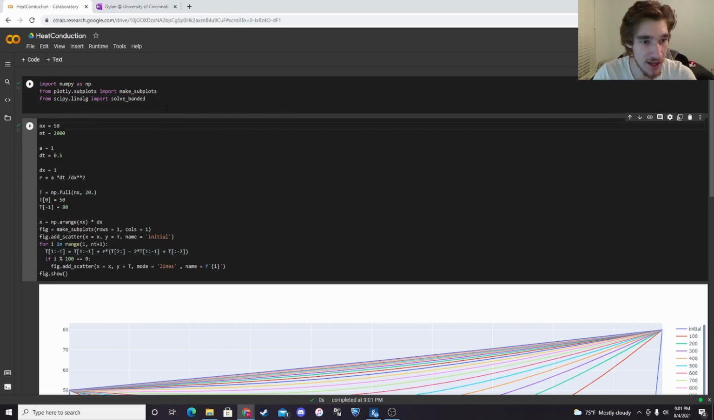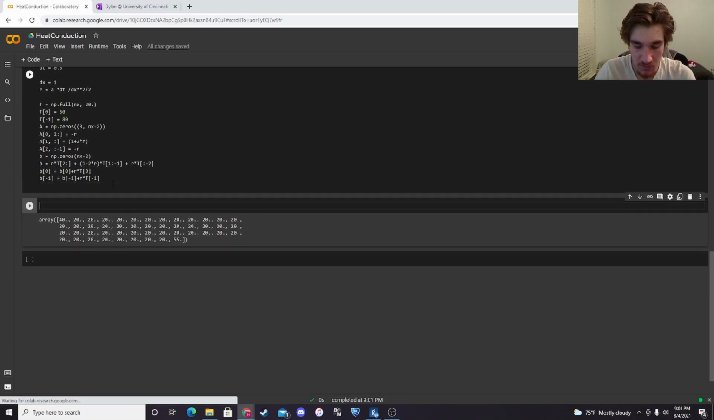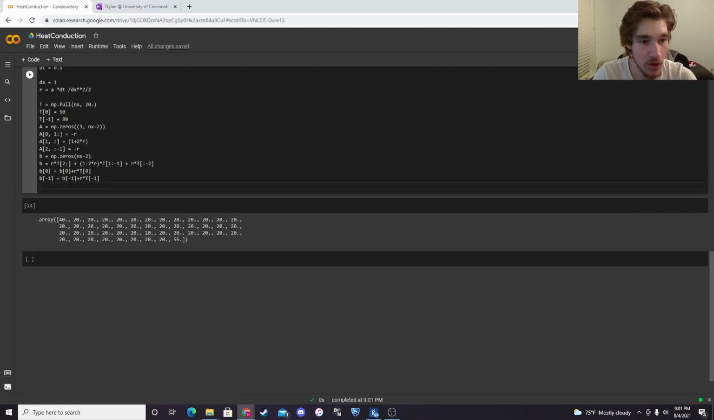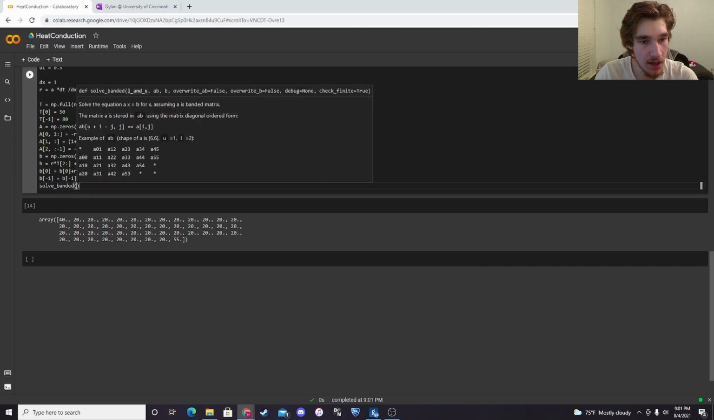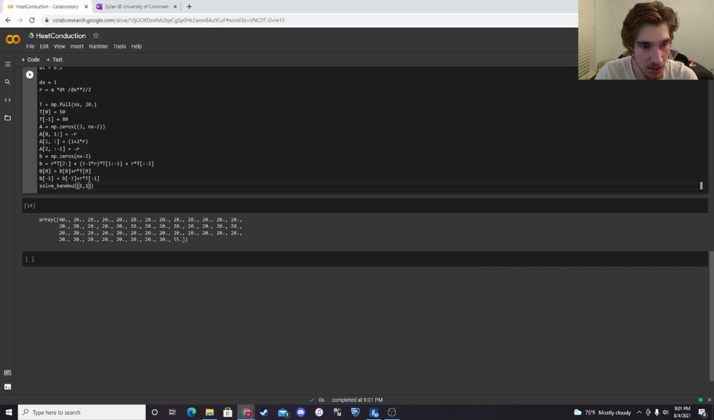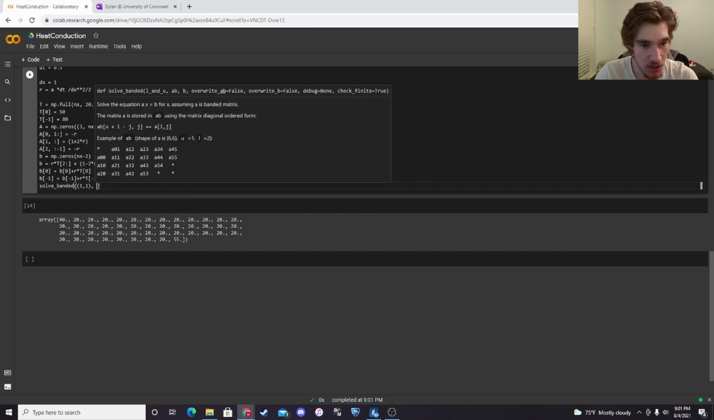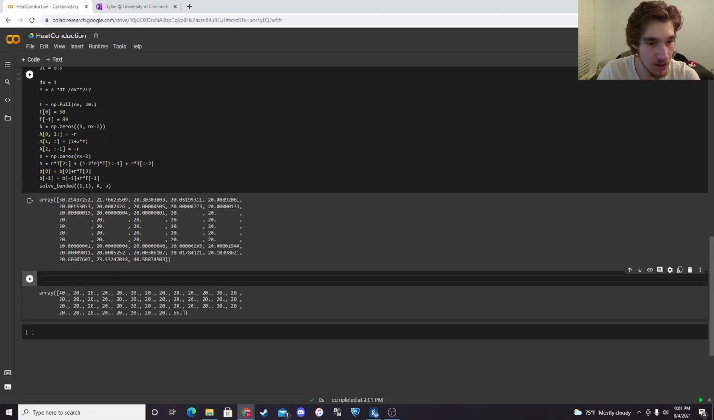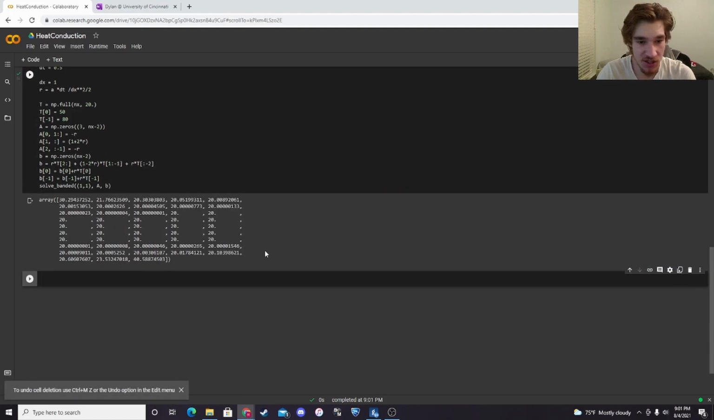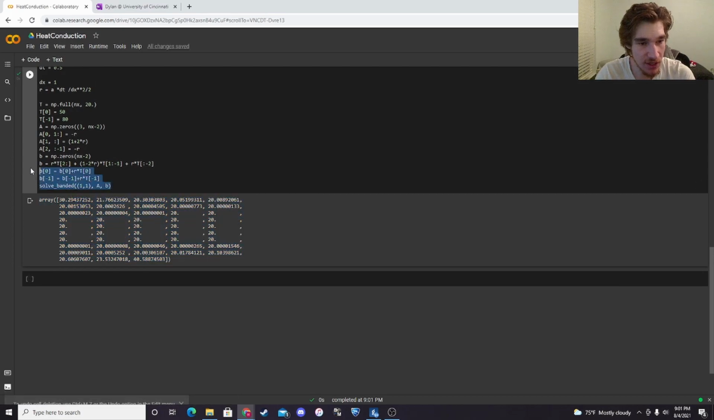Nice. Shift enter that, make sure that goes through. And now we want to see what solve banded does first, before we implement it in our code completely. So we go from L to 1, 1. We want our first matrix to be A and then B. And look at that, it comes out, and these are all of our current temperatures running through, the initial effects of that.